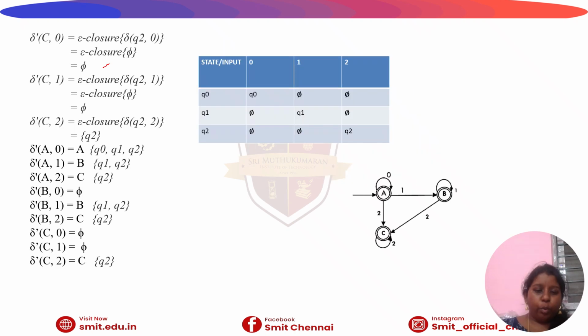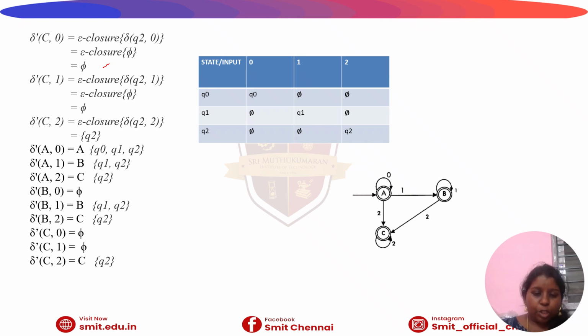Now we are going to do it for the new state C. Here the delta dash of C comma 0 will write E-closure of sigma of Q2 comma 0 which is empty. So we'll put empty. For the input 1 again it is empty. For 2 when we see in the table we get Q2. Now, as we do not get any new state, we will finalize each state.